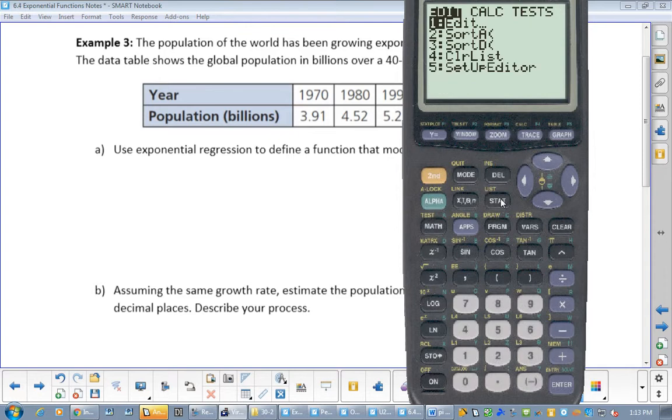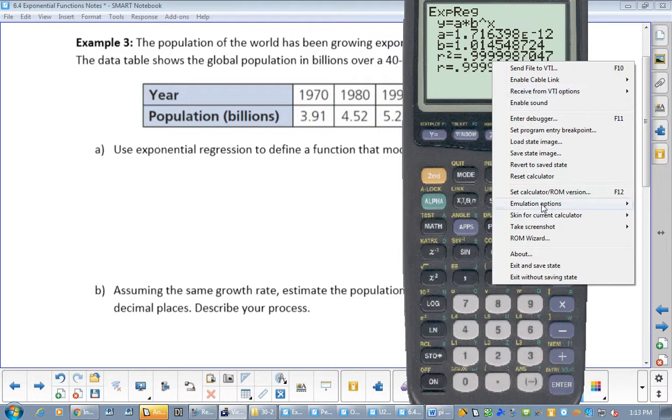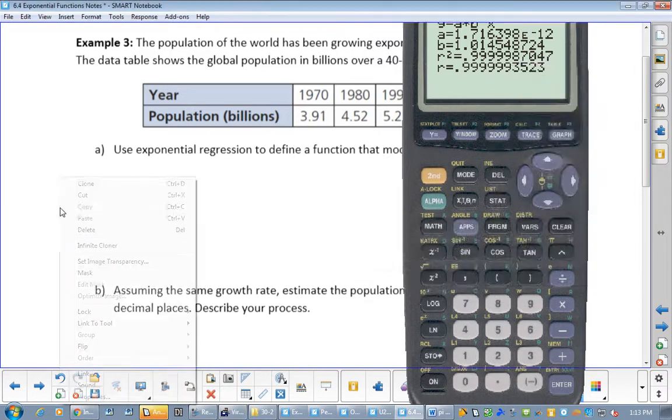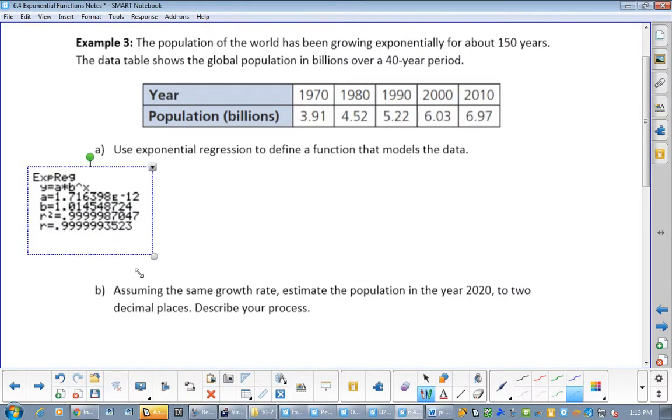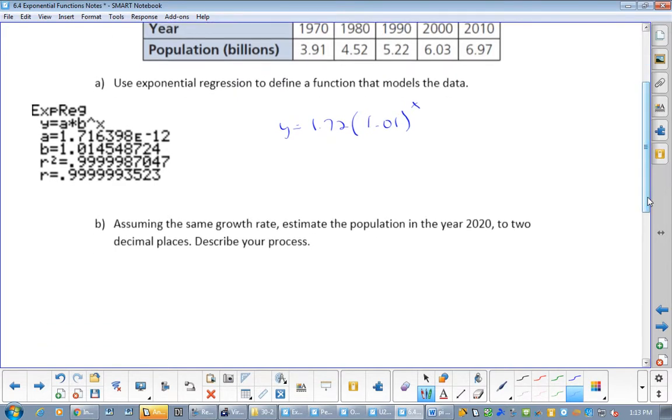So stat, calc, up, enter. Okay, it's pretty strong for exponential regression anyway. A lot stronger than the last one. So define the function. Y equals 1.72 times 1.01 to the x. Now, assuming the same growth rate, estimate the population in the year 2020.